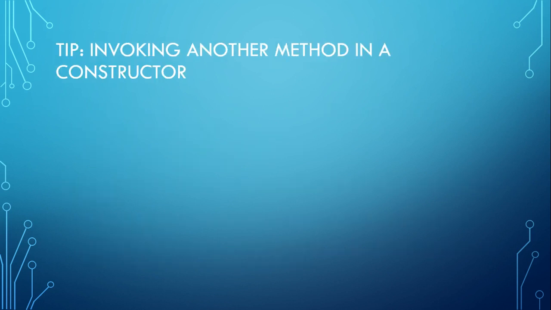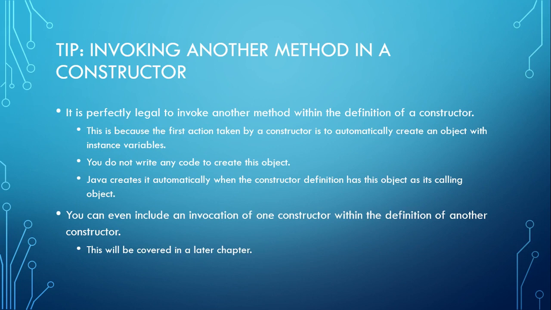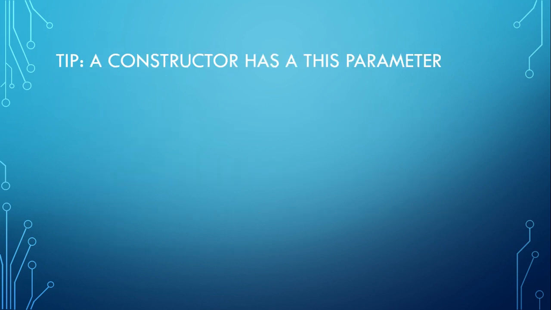All right, quick tip on invoking another method in a constructor. It is perfectly legal to invoke another method within the definition of a constructor. This is because the first action taken by a constructor is to automatically create an object with instance variables. You do not need to write any code, though, to create this object. Java will create it automatically when the constructor definition has this object as the calling object. You can even include an invocation of one constructor within the definition of another constructor. We're not going to talk about this now. We're going to talk about that much later on in a different chapter. So just file this away as a future reference.